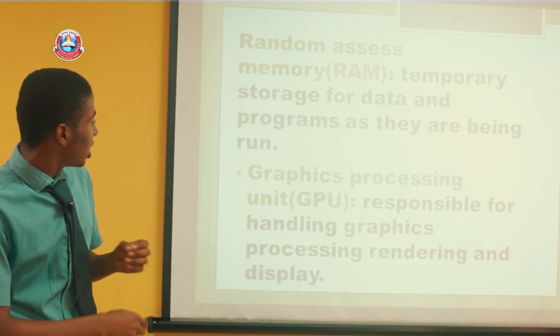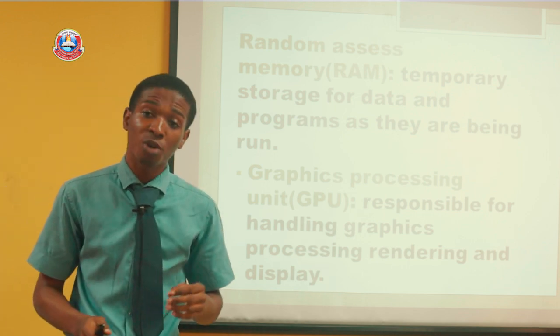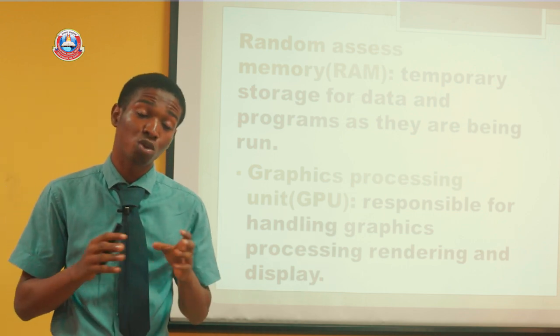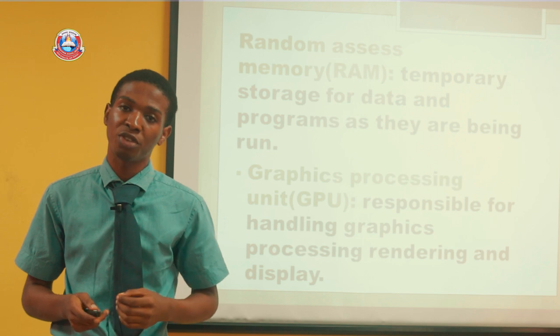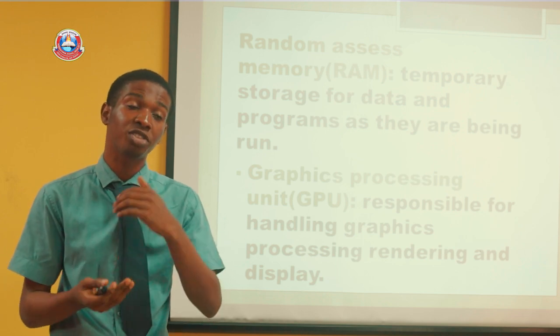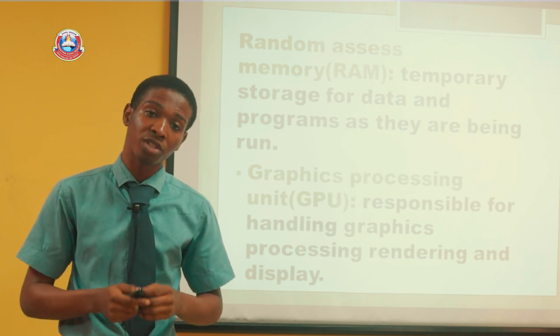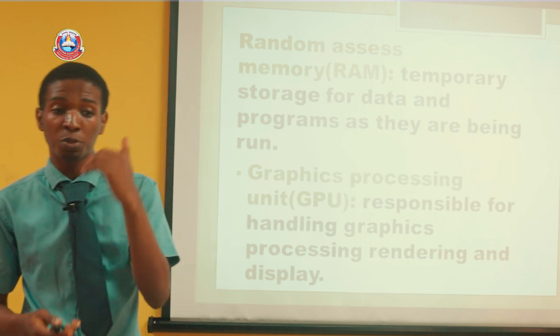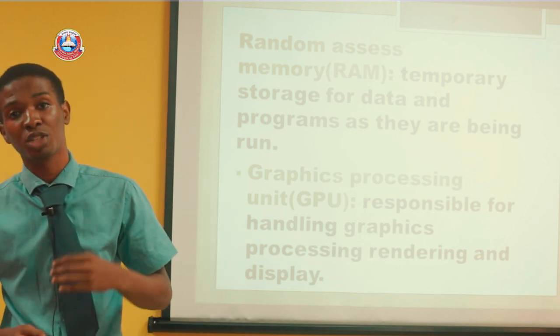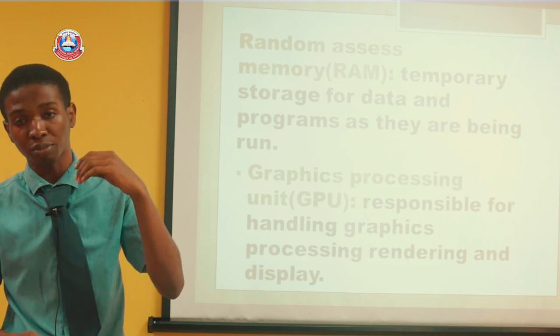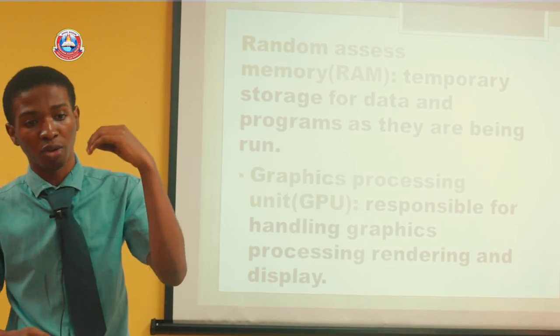The next part of our computer is the graphics processing unit. This is responsible for rendering 3D and 2D graphics. If you are gaming, for example, if you want to play a particular game, they'll tell you that this game needs this amount of VRAM. That's for our graphics processing unit. So you need a graphics processing unit if you want to run 3D applications such as video editing, gaming, and PowerPoint also.